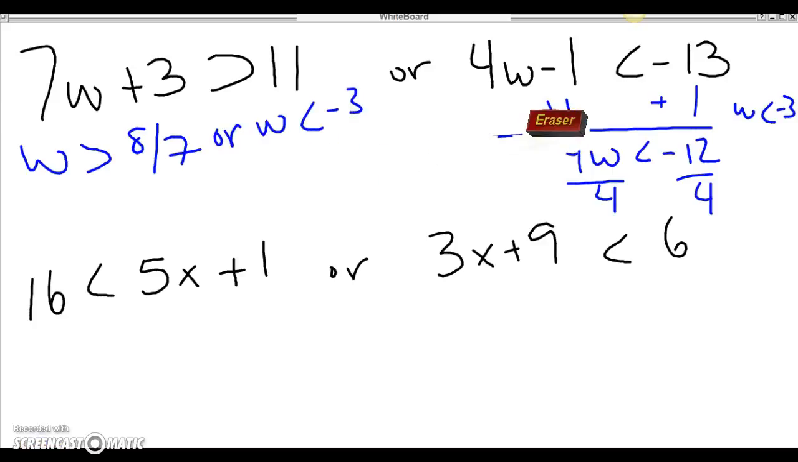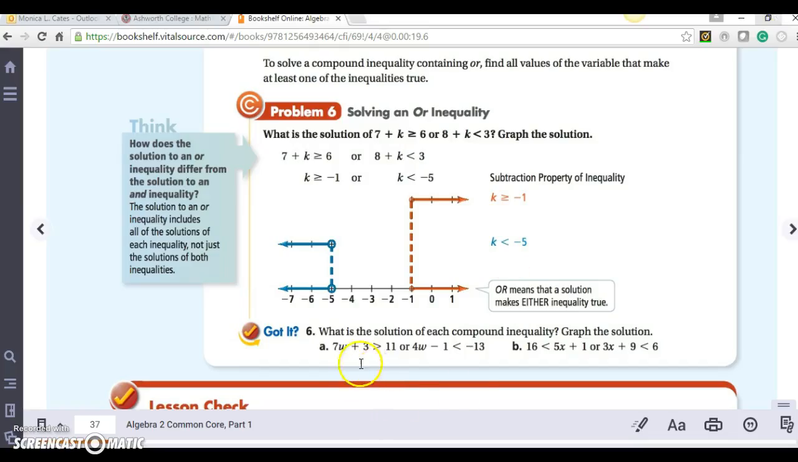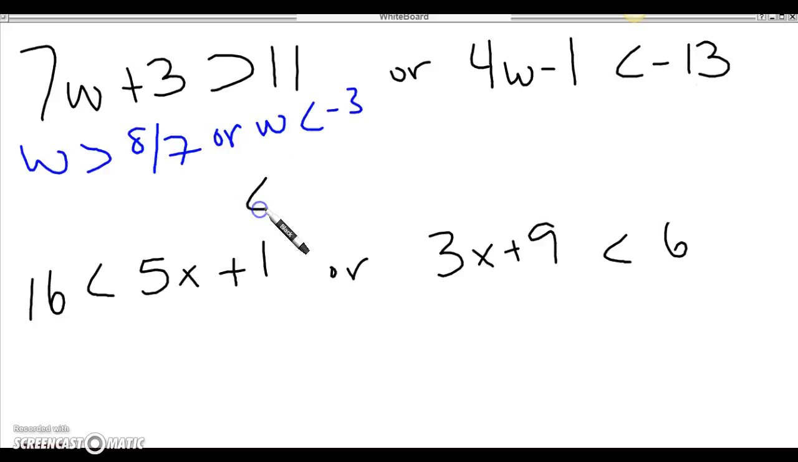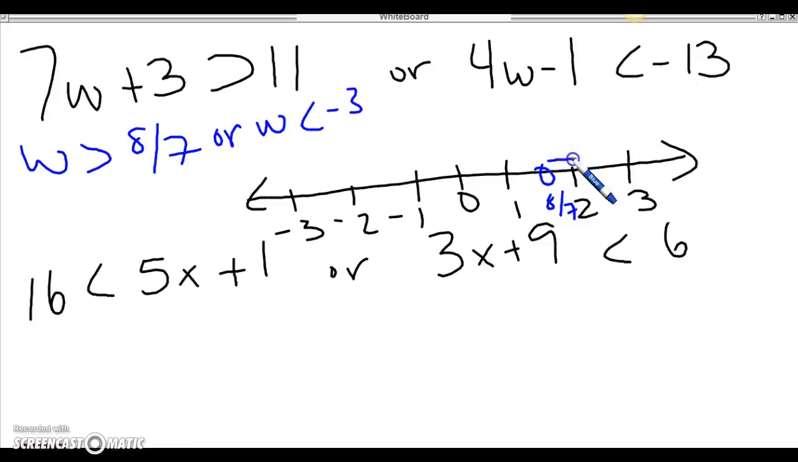Now we can graph it. And I hope I wrote this problem down right. I'm going to verify that real quick. 7w plus 3 is greater than 11. Yep, I did. So I'm going to graph it. Okay, and so for w is greater than 8 over 7, I'm going to put an open circle, about right here. We'll say 8 over 7. And if it's greater than, it's going in this direction. And for the next one, w is less than -3, open circle at -3, so everything going in this direction.